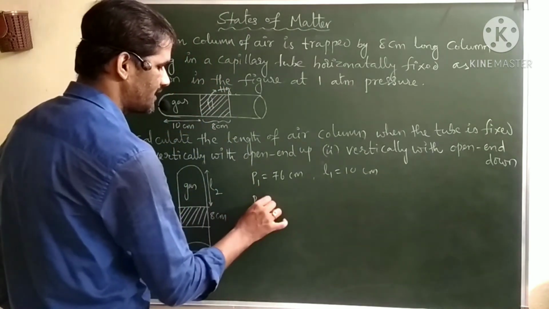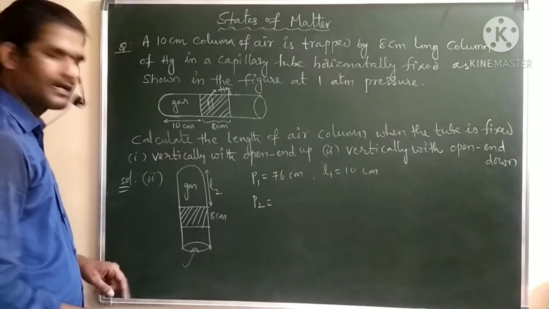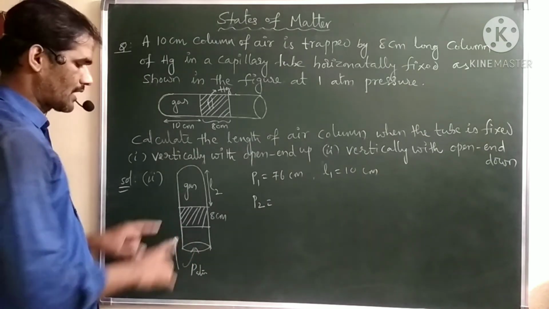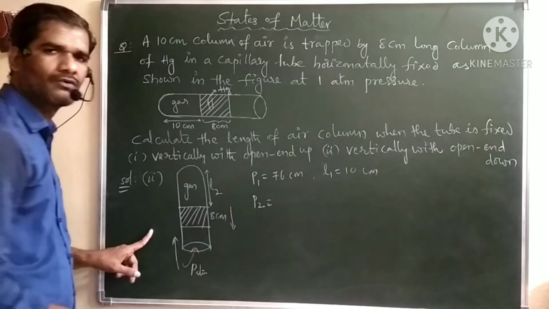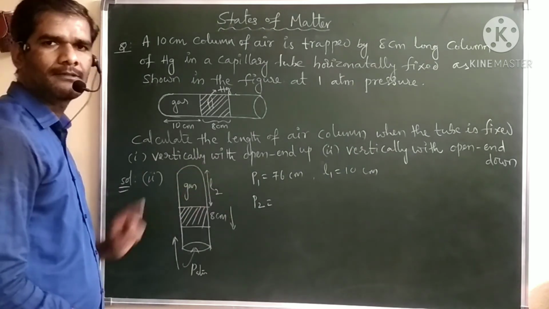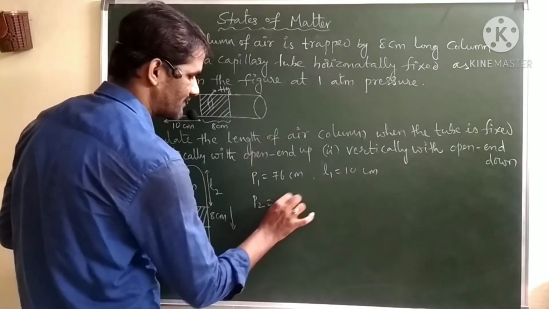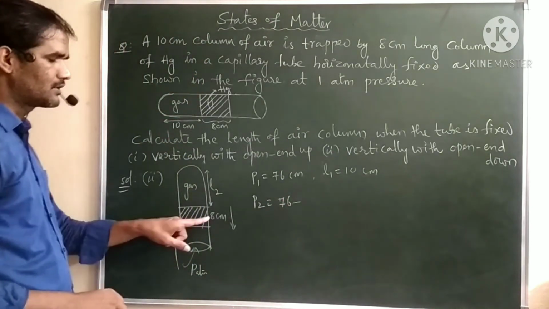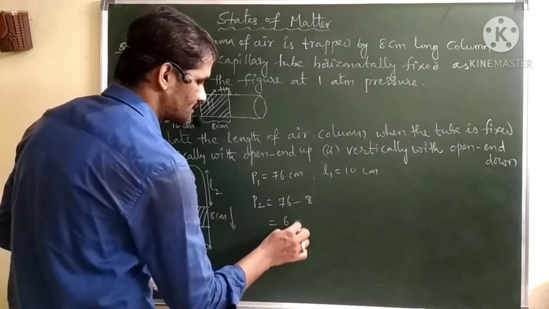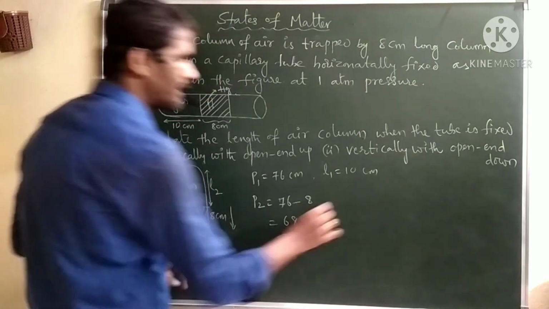And the final pressure here. Now see the final pressure. Again this is open to the atmosphere. And here atmospheric pressure will work in the upward direction, and the pressure of the mercury will work in the downward direction. So they will cancel out, and the resultant is the pressure applied over the gas. So here the resultant pressure is the atmospheric pressure 76 minus the pressure due to the mercury, 8 centimeters. So that will give 68 centimeters. Now L2 we have to calculate.